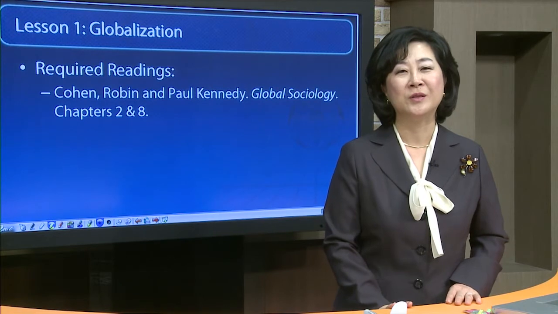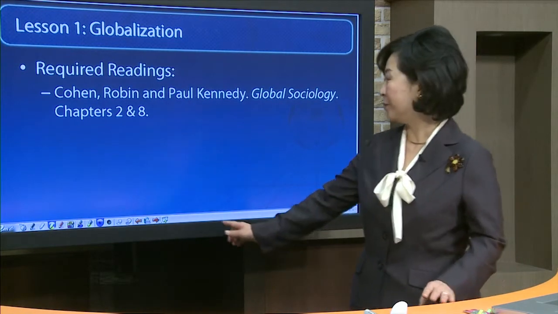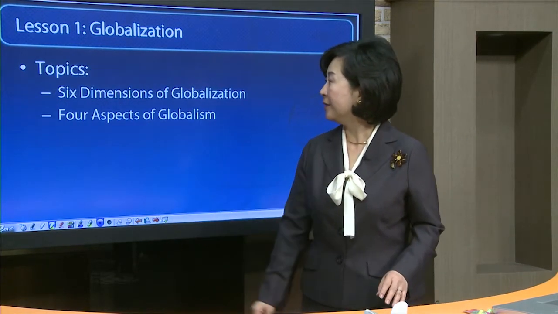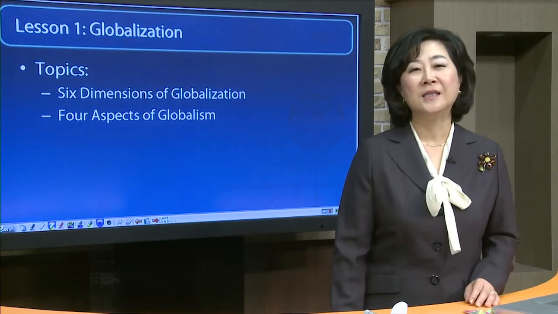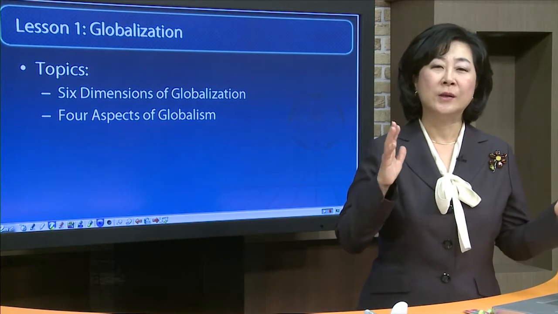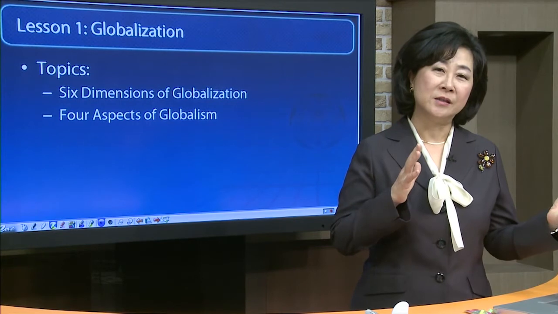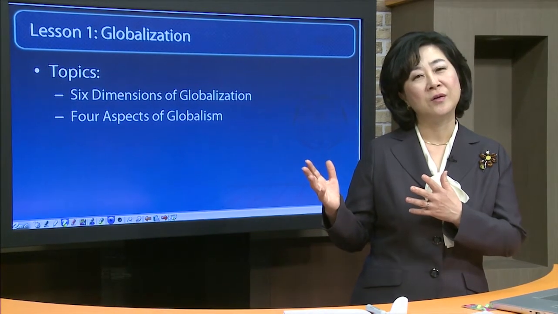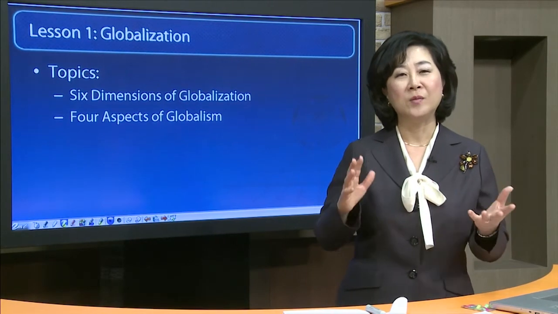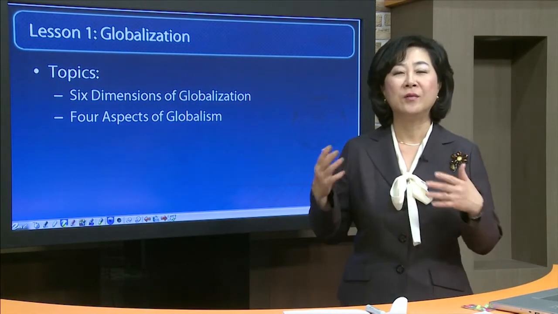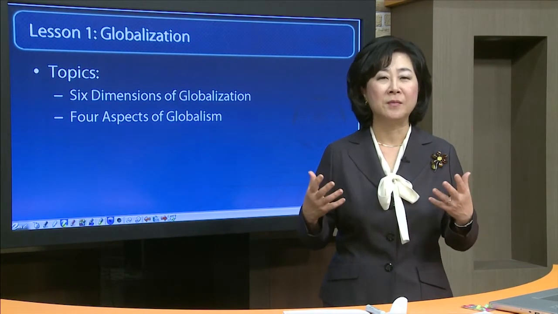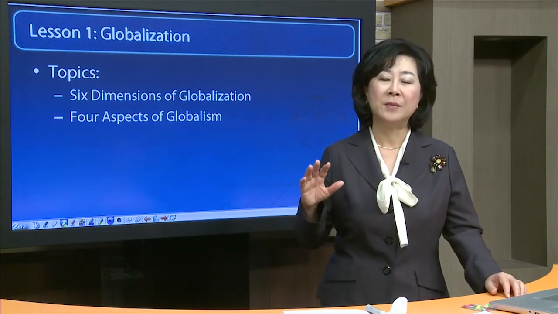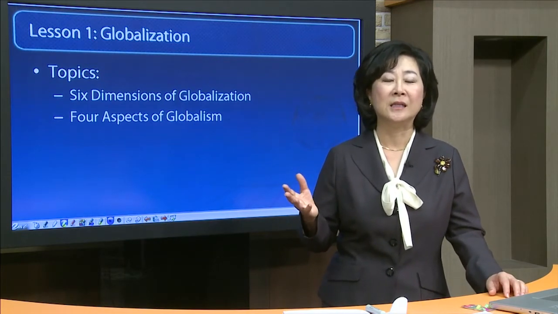So I want you to do some readings for this week. And let's see what we're going to talk about this week. In this lesson, we're going to discuss the 6 dimensions of globalization and then the internal dimensions that we call globalism. In globalization, we're trying to talk about how the world has changed in very fundamental and significant ways since about the late 1980s and early 1990s.